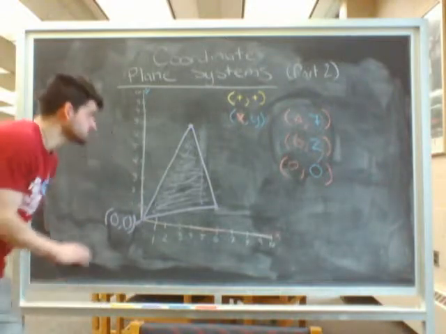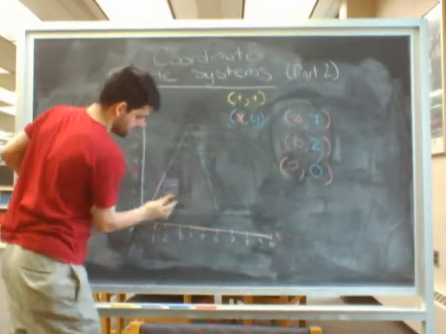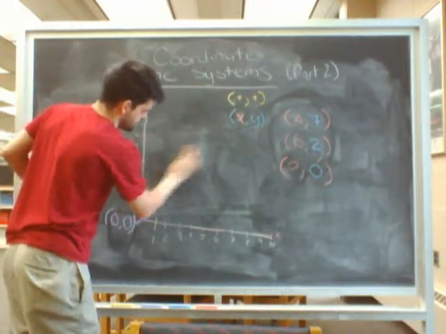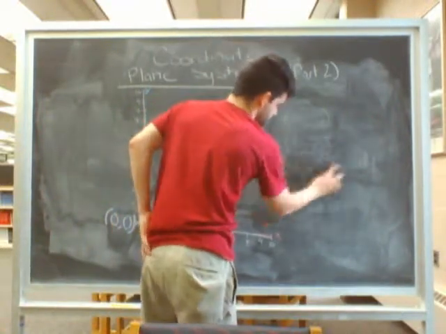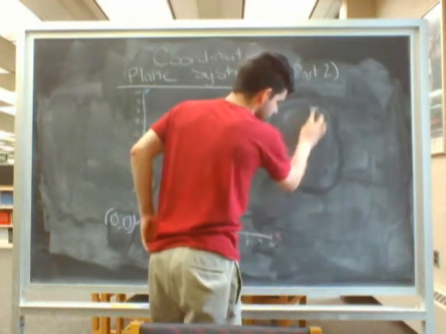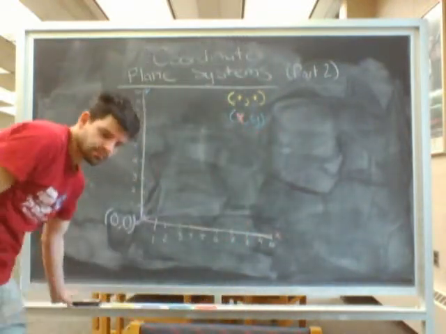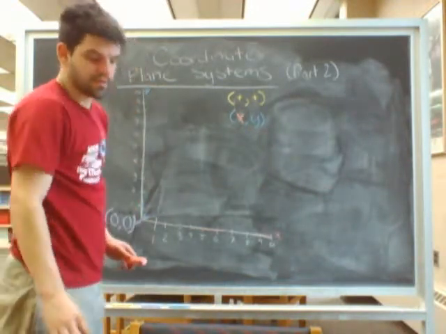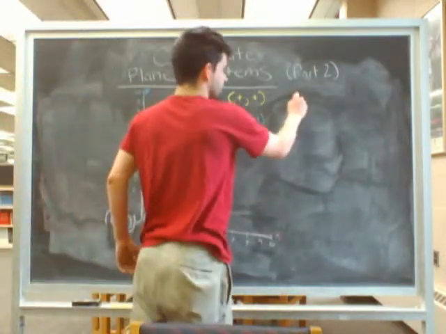Let's look at another example. Okay, so for this next one, we have draw the polygon in the coordinate plane system with the given vertices. Alright, same as before.